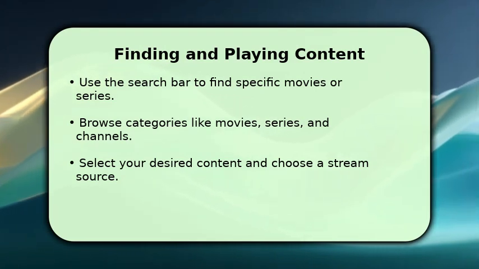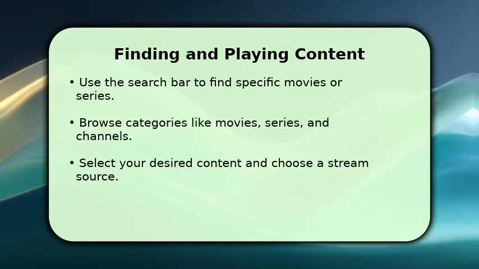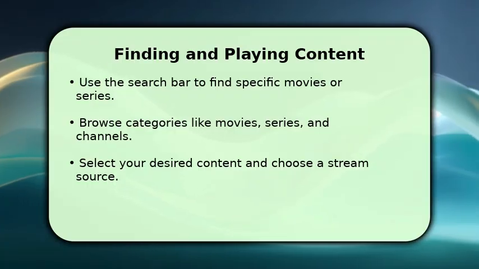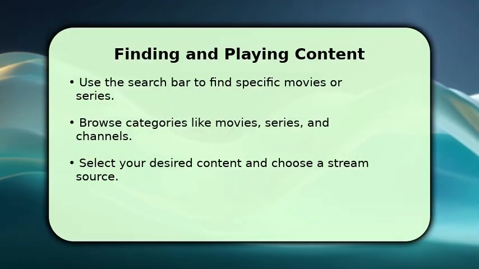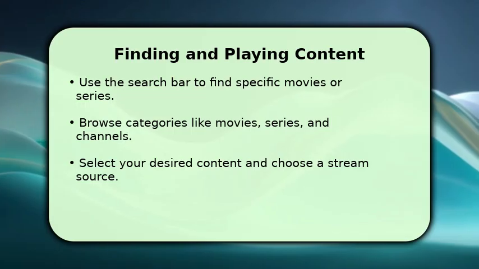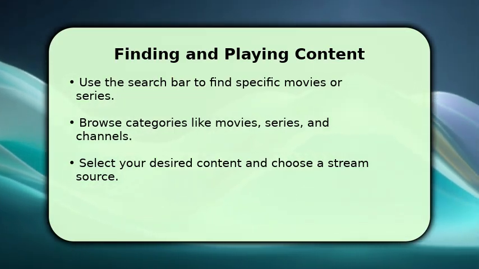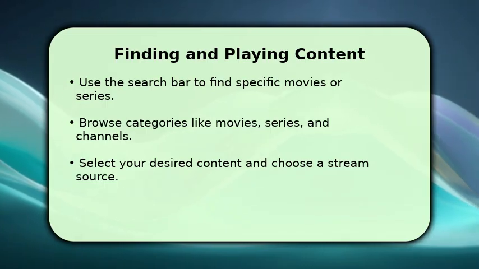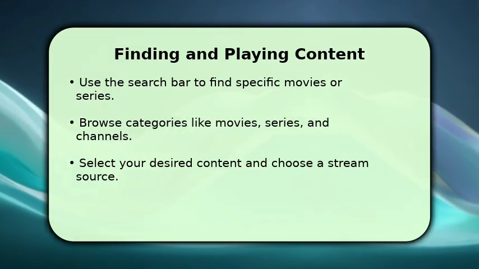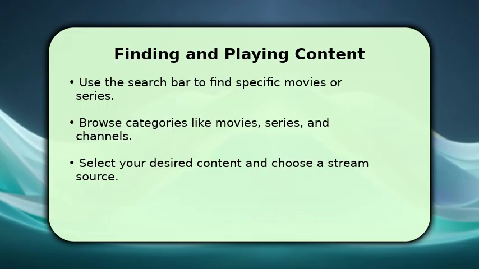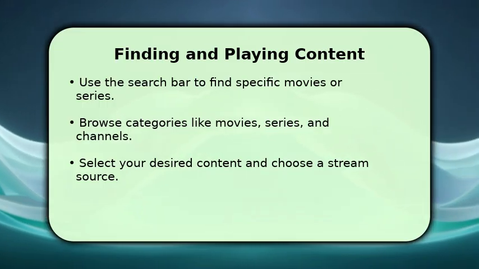You can use the prominent search bar at the top to look for specific movies or series. Alternatively, browse through the various categories such as movies, series, and channels to discover new titles. Once you select a piece of content, Streamio will display available streaming sources provided by your installed add-ons. Simply choose your preferred source, and your selected show or movie will begin playing almost instantly.